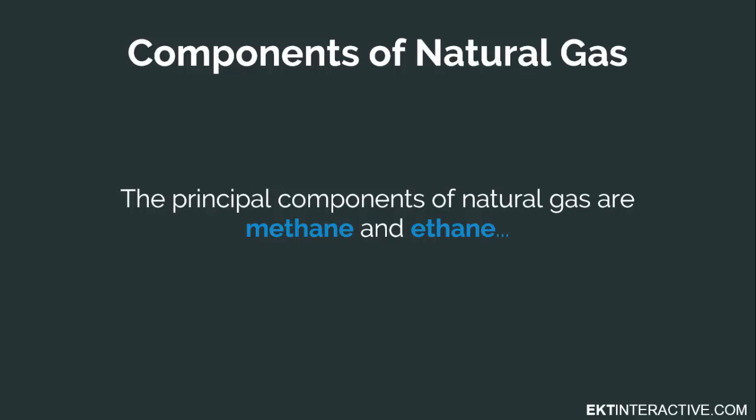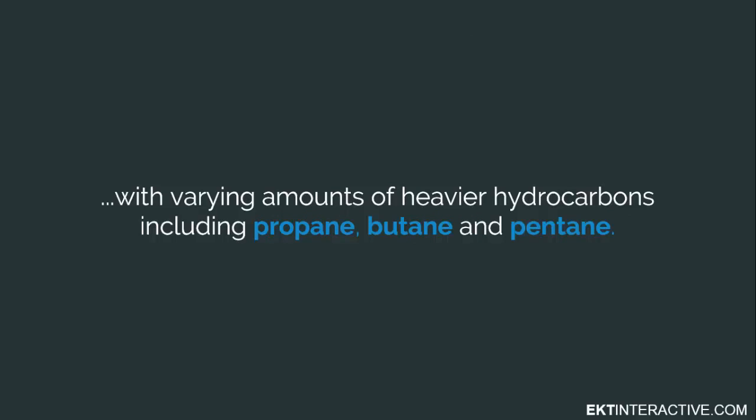The principal components of natural gas are methane and ethane, with varying amounts of heavier hydrocarbons, including propane, butane, and pentane. Methane is a light hydrocarbon. It has a relatively low boiling point, so at room temperature it is a gas.